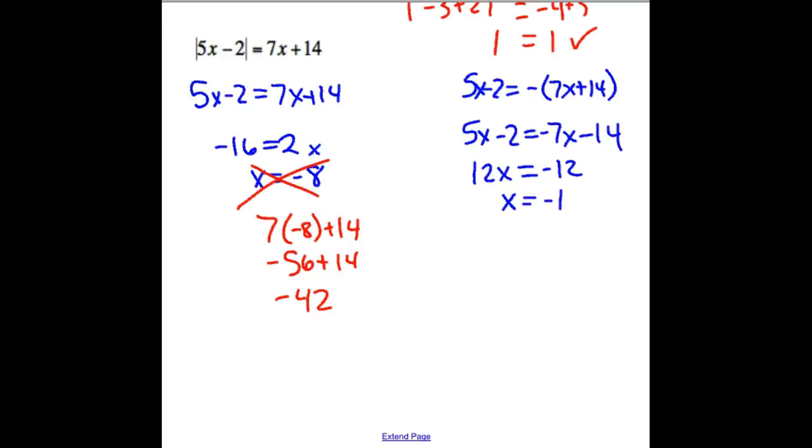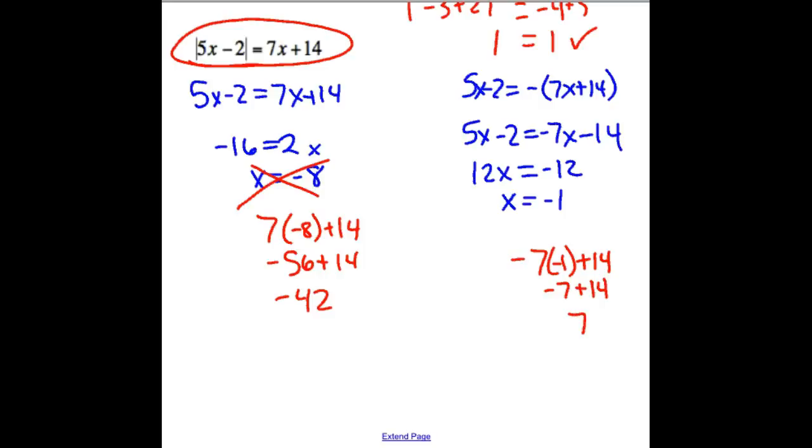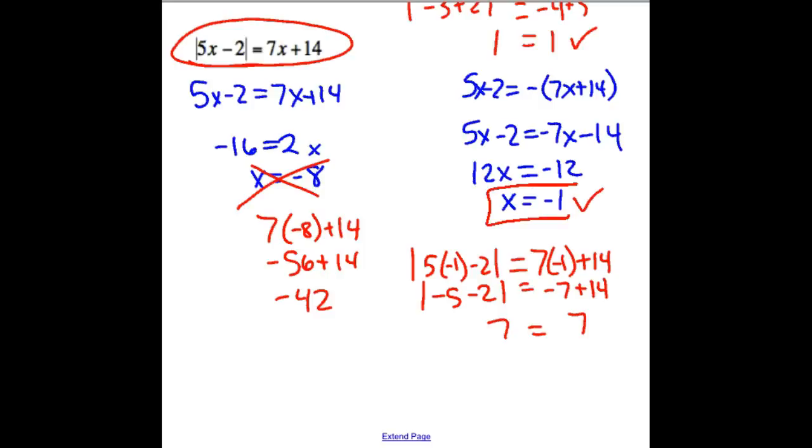And now I'm going to plug in the negative 1. Notice that each time I am plugging into the very original absolute value equation. I'm going to go 7 times negative 1 plus 14. That's negative 7 plus 14. That side works. Now I go check the other side. That side is also going to end up working. Awesome. x does equal negative 1 in this case. So that was solving absolute value equations. That's the end of the Algebra 2 Lesson 1-6A video.